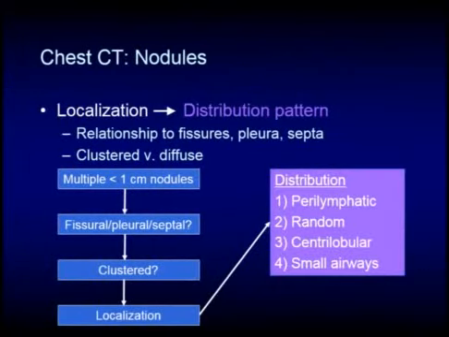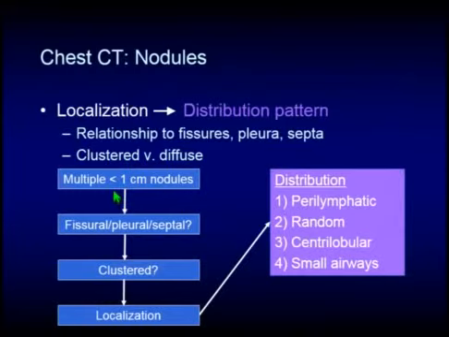So when dealing with this nodular pattern, you're trying to figure out what the nodule's relationship to the secondary pulmonary lobule structures is. And that gives you maybe some insight as to what the overall distribution pattern is, and what these nodules are caused by or where they're locating. So what you really want to look at is the relationship of these nodules to the fissures, the pleura, the septa, and make the observation: are these nodules clustered, or are they just diffuse and random? And we'll go over this.